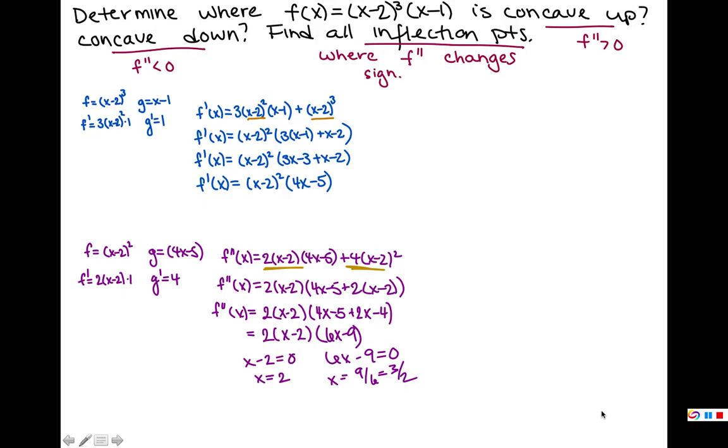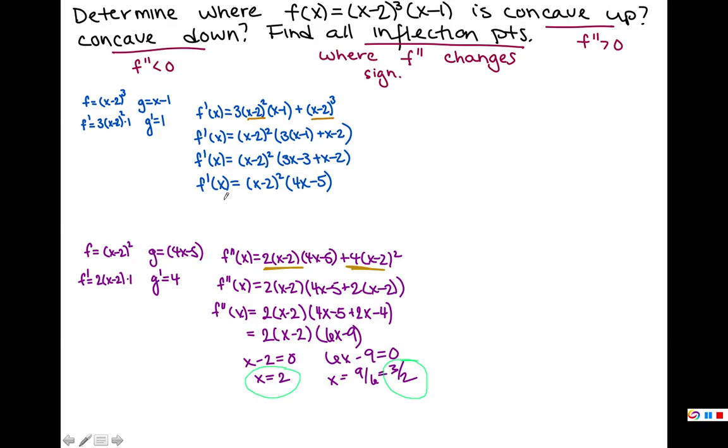All right, so here's my work. I just made it a little bit smaller so we can fit more stuff on the screen. So I took my second derivative, I set those factors equal to 0, I got x equals 2, and then add the 9, divide by 6, so 9 divided by 6, which is 3/2. All right, so these are two places where the second derivative equals 0.